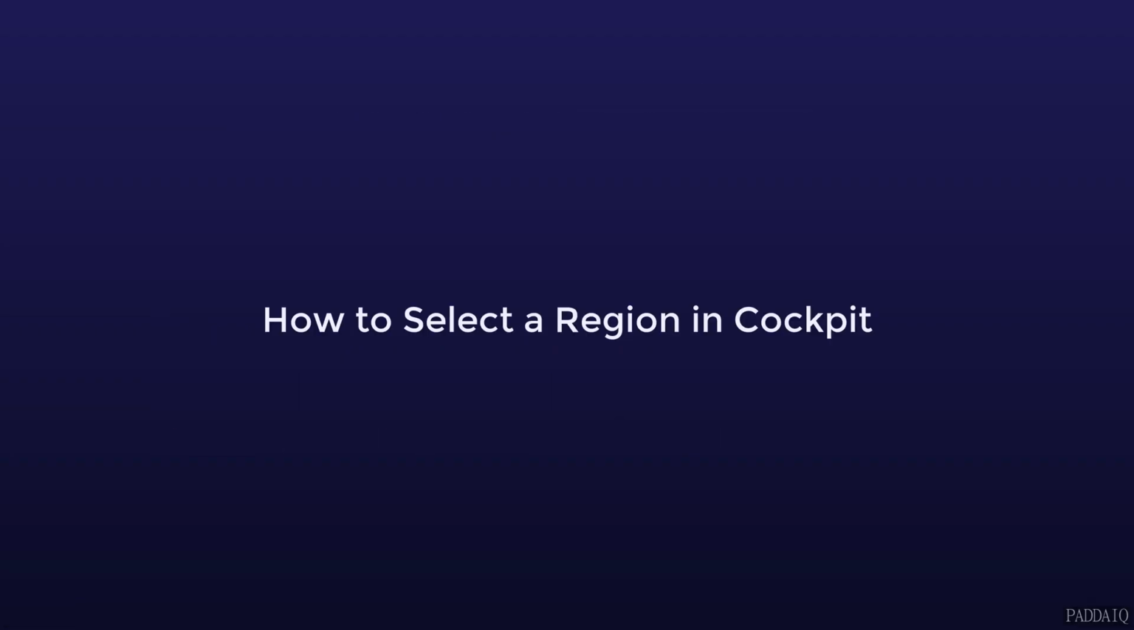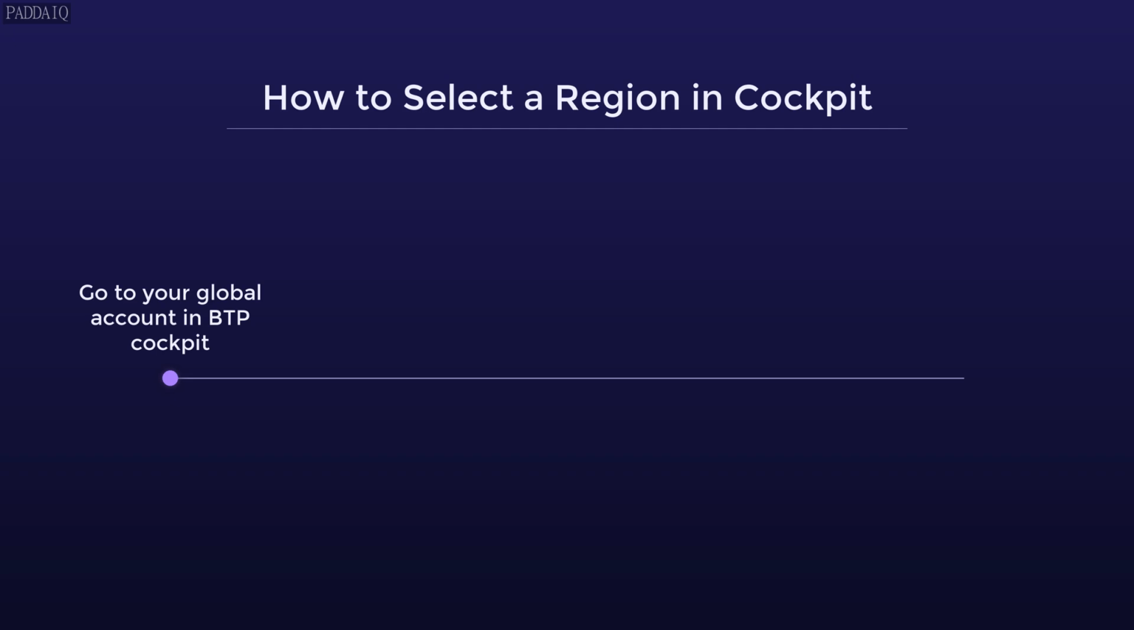Selecting the optimal region in SAP BTP Cockpit. Go to your global account in BTP Cockpit. This is your central management space for all your cloud resources. For instance, if your company operates in Europe and the US, you select the region here to deploy applications closer to your users. This ensures your services are optimally located for performance.